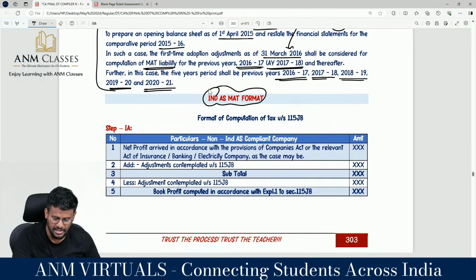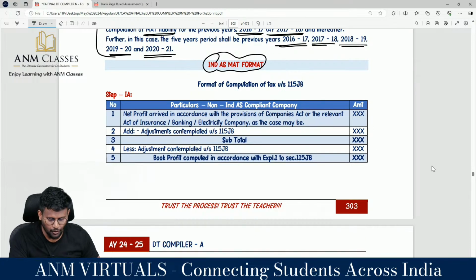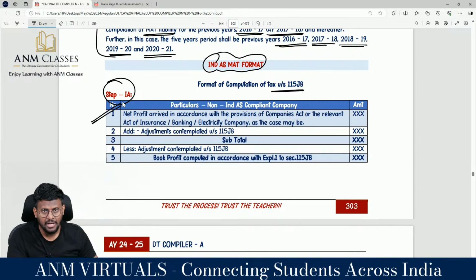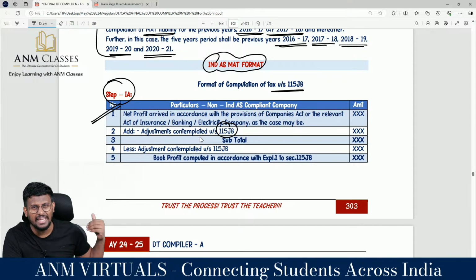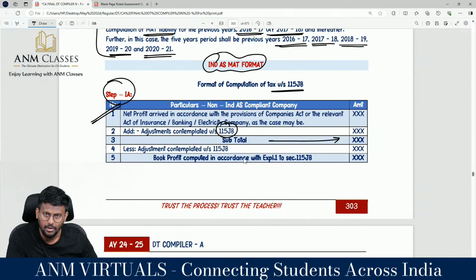What is the Ind AS MAT format? Format of computation of tax under 115 JB. Step number 1, net profit in accordance with the provisions of the Companies Act or the relevant Act of Insurance, Banking, Electricity as the case may be, add adjustments contemplated in 115 JB, all the normal adjustments. Depreciation is added and reduced. You will get a subtotal. Normal.